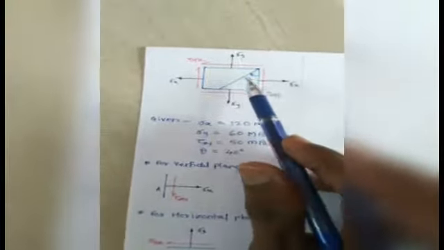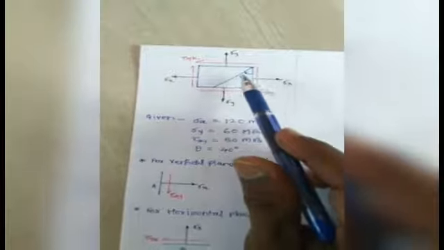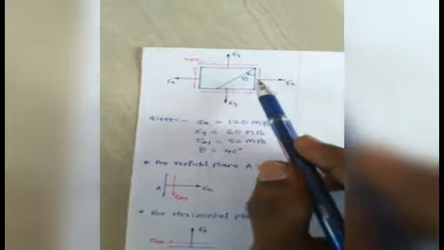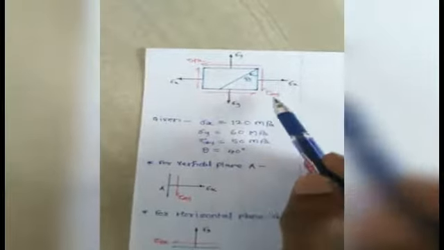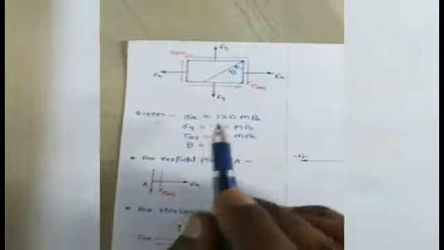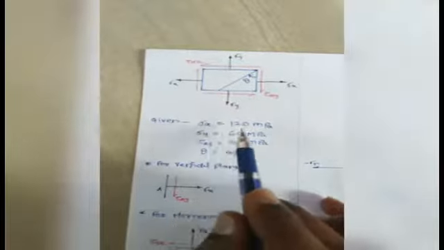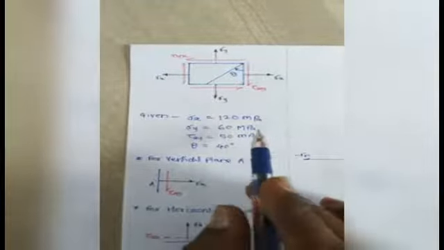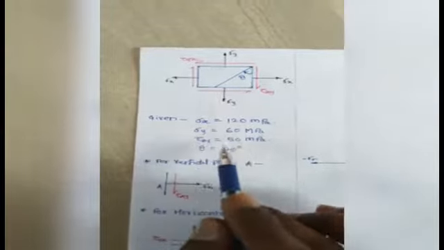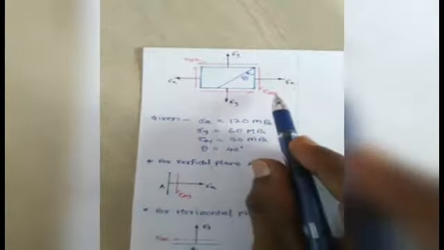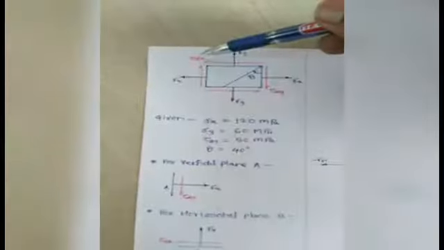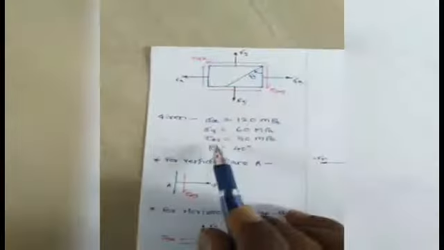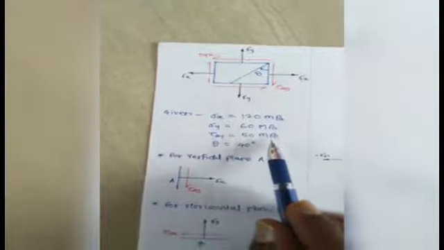Also one inclined plane is given at an angle of theta degree, clockwise with this vertical plane. Now the values are also given: sigma x is equal to 120 megapascal, sigma y is equal to 60 megapascal. Tau xy is equal to 50 megapascal, and tau yx is also equal in magnitude to tau xy. Therefore tau xy equals tau yx equals 50 megapascal.